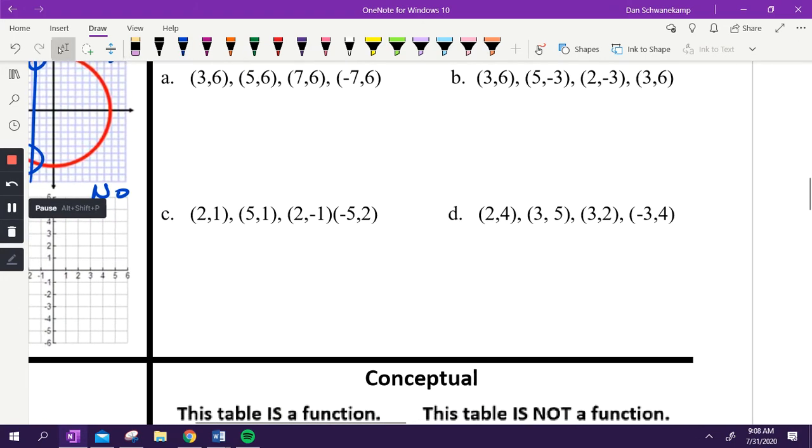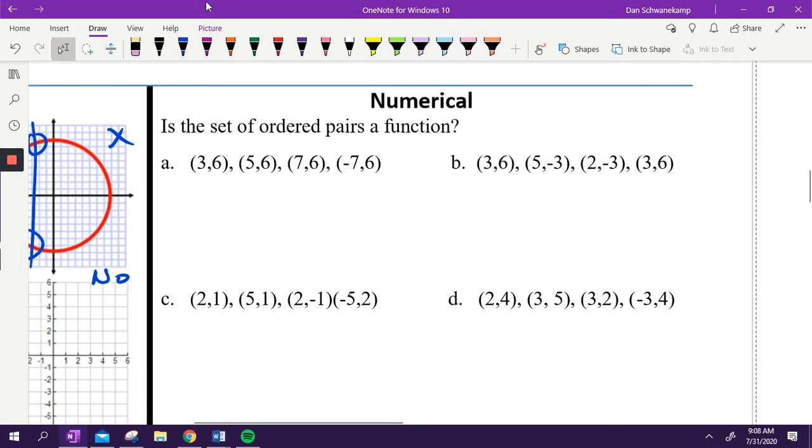So we looked at it graphically. Graphically is important. What about numerically? Okay, so now we're looking at numbers. We've got this set of ordered pairs, 3, 6, 5, 6, 7, 6, negative 7, 6. Give me a thumbs up if you think that is a function. Give me a thumbs down if you think it's not a function. We're getting a little bit of both. Sophia, why do you think that's a function? Because all of the x values have one y value. Yep.